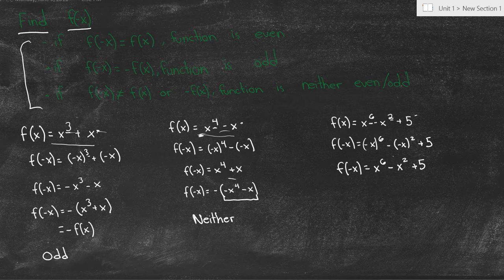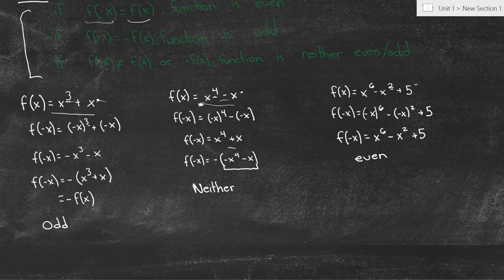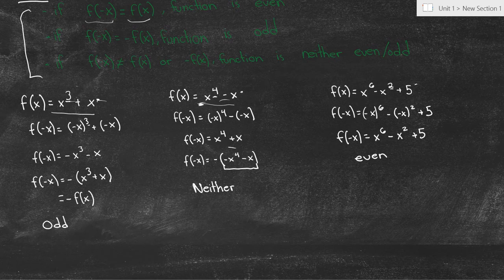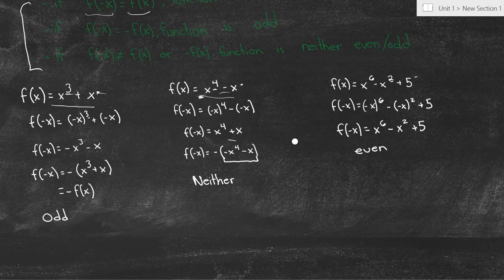Our original function was x to the 6 minus x squared plus 5. So is f of negative x equal to f of x? It looks like it is. So that means this function is even. And now what I want you to notice is there are three rules for finding whether a function is odd or even, and you don't even have to do all this work. You can look at just the exponents. Notice here the constant had no effect on it being odd or even.